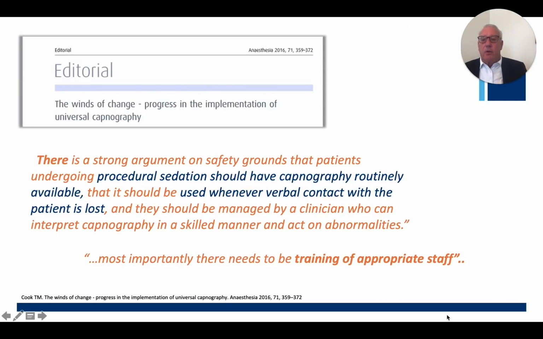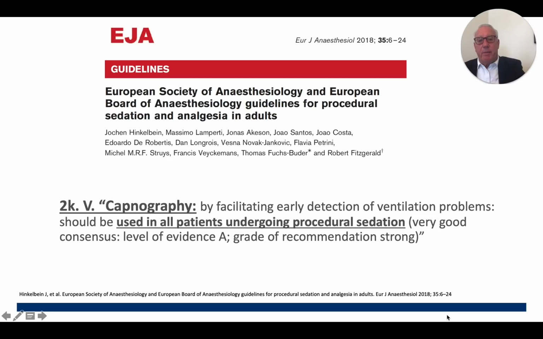Again, other organizations, this is from Anesthesia in 16. There's a strong argument on safety grounds that patients undergoing procedural sedation should have capnography routinely available, and that more importantly, it says at the bottom, there needs to be appropriate training of the staff so they understand what is transpiring. The fact that they have a rate or don't have a rate is one thing, but what do changes in end-tidal CO2 really mean?